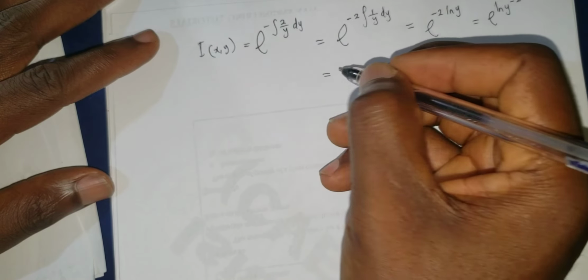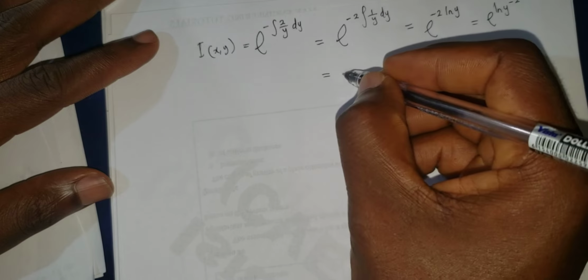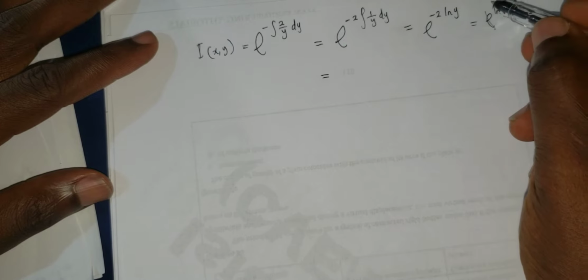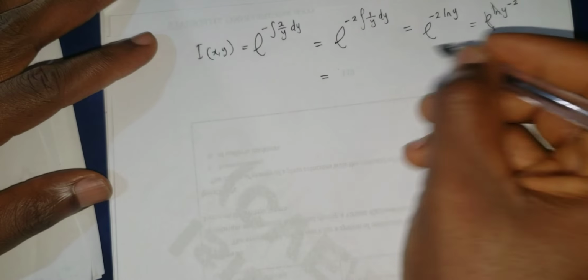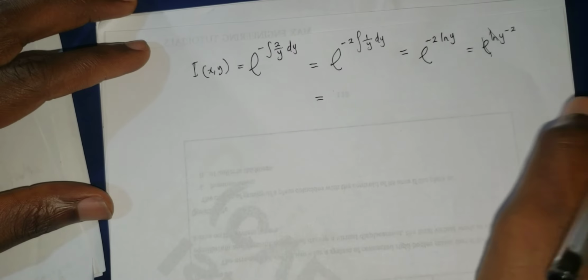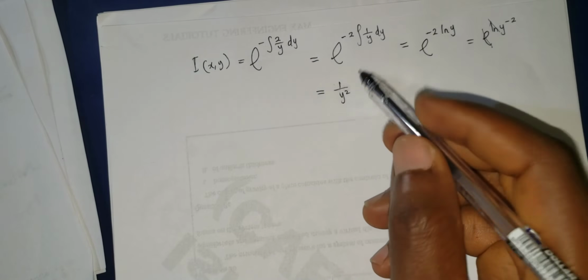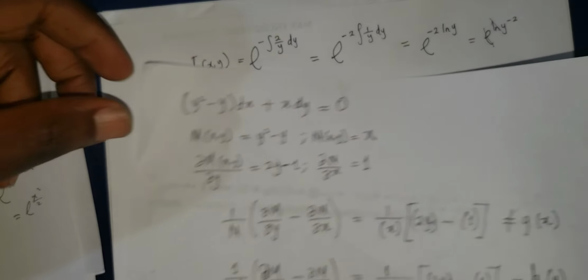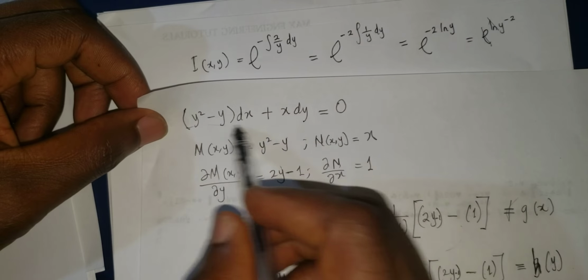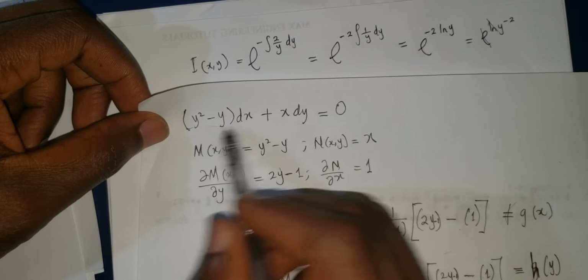So this is going to give us, this e, we cancel this ln, so that's going to give us y raised to power minus 2. Okay, y raised to power minus 2 is going to be 1 over y squared. So our integrating factor is 1 over y squared. That means we are suggesting that when we multiply this equation by 1 over y squared, it will become exact. So let's try that now.